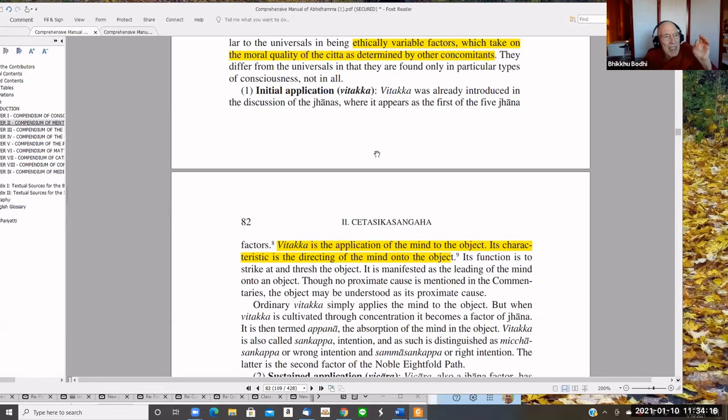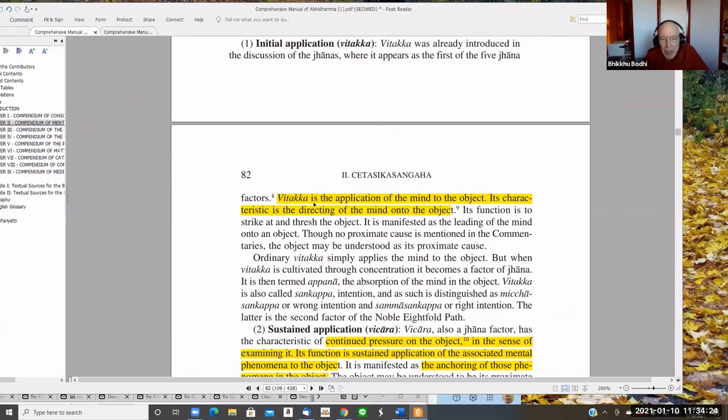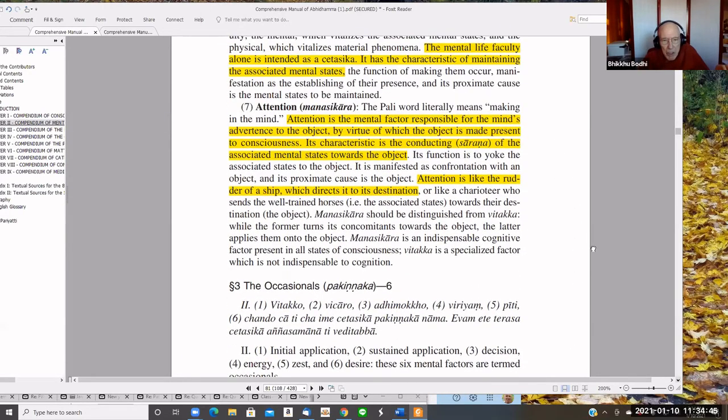Often vitakka can also be translated as thought or thinking. So sometimes I translate it as applied thought. It's defined as the applying of the mind to the object or directing of the mind onto the object. In this respect, vitakka seems somewhat similar to attention, which we just examined. But here I have a note saying that attention should be distinguished from vitakka, from thought, in that attention turns the concomitants, that is, it turns the mind and the other mental factors towards the object, whereas vitakka applies the mind to the object, sort of directs the mind onto the object.